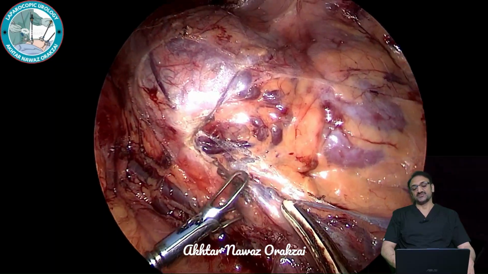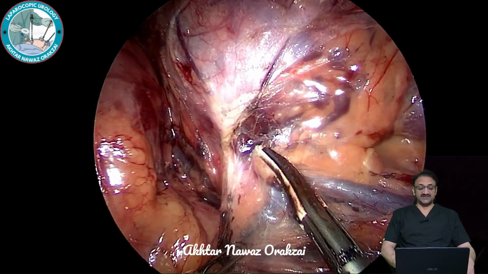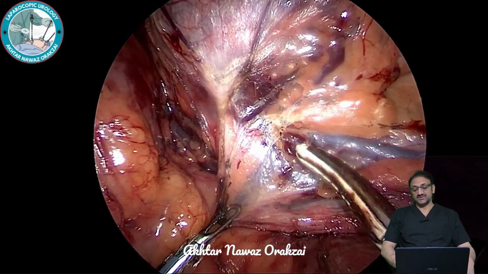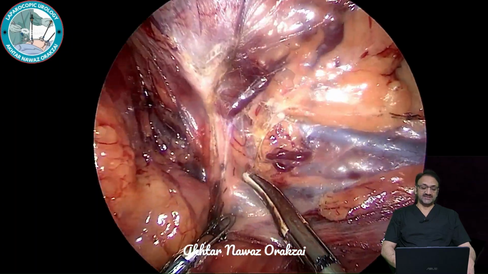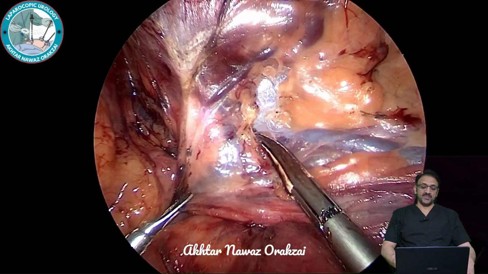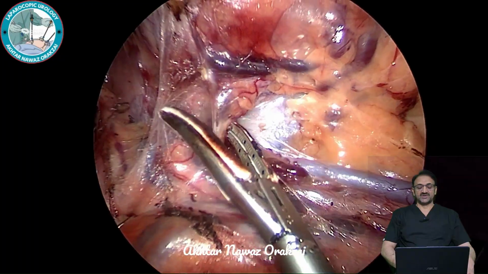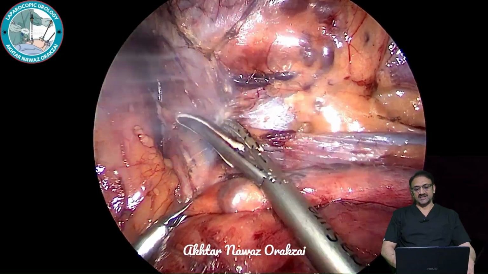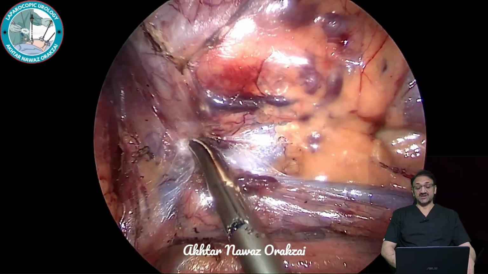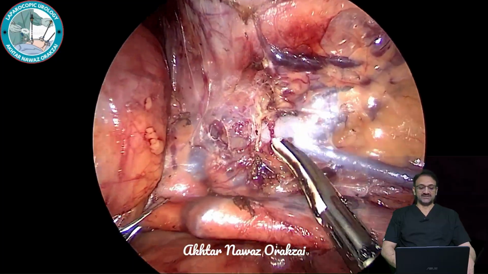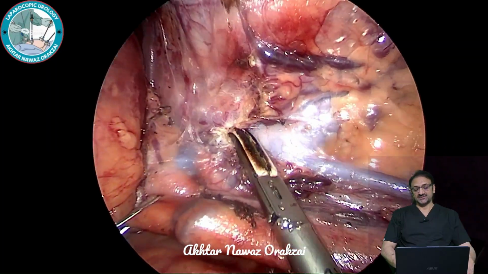Here you can see the upper pole of the kidney and the groove between the upper pole of the kidney and the adrenal gland. So slowly and gradually we are moving towards the hilum of the kidney and the renal vein, and you can see that the mass is so aggressive that it is causing a lot of edema around the renal hilum, and there are so many new thin-walled vessels, which is neovascularization, and the renal vein has a lot of edema around it. So a slight mistake can lead to a lot of bleeding.